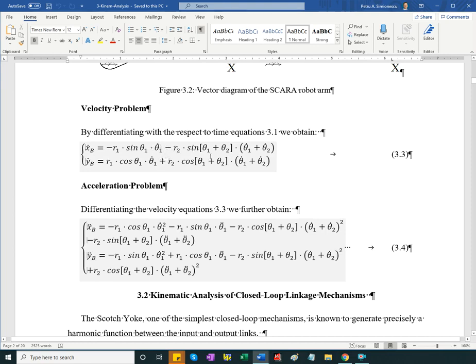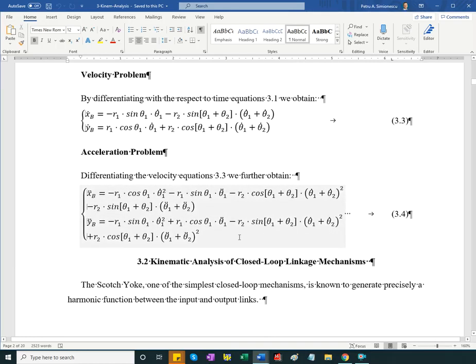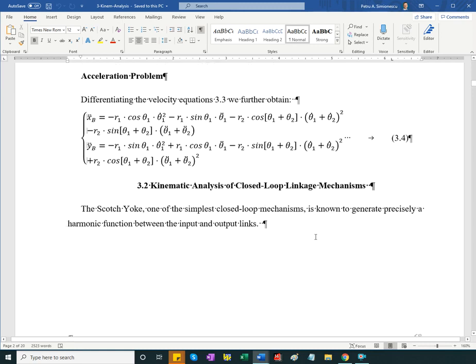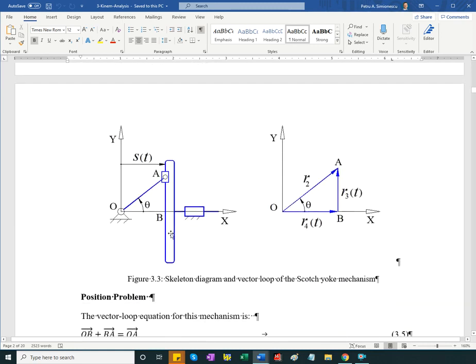So theta 1 dot cannot be zero, but theta 2 dot could be zero, or maybe only momentarily, depending on how the input is introduced to the mechanism. For closed loop linkage mechanisms, we do the same. So we choose vectors in a convenient way. Again, wanting to measure angles from a parallel to the x-axis or from the x-axis.